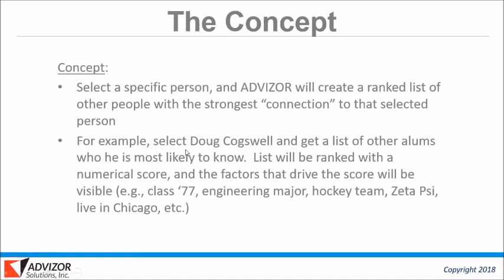And for example, and Mike's going to use this, I'm an alum of Dartmouth, so you can click on me. You get a list of other alums who I'm most likely to know and who are most likely to know me. The list will be ranked with a numerical score from top to bottom, and the factors that drive the score will be visible at the individual level. So you'll see similar class, major, hockey team, the different things that connect us together.